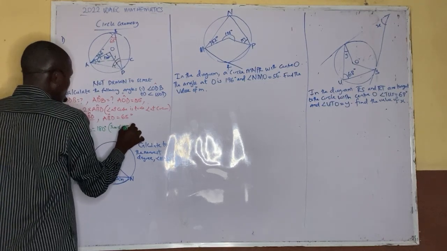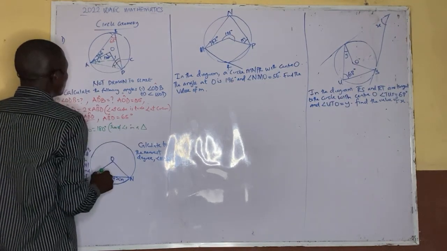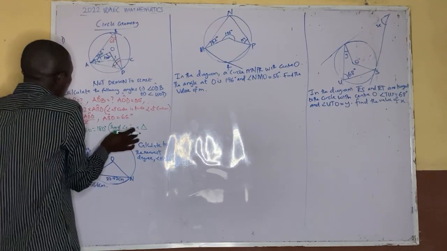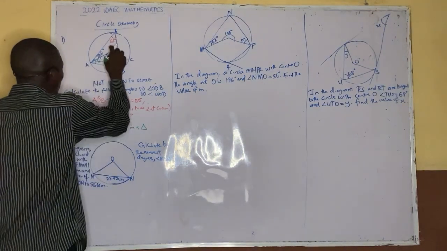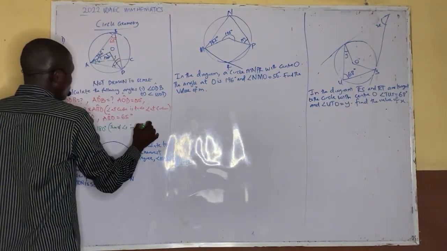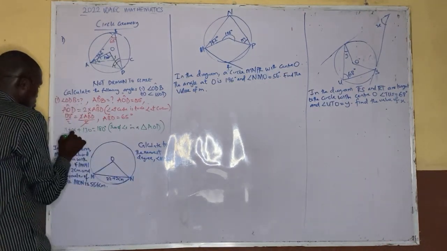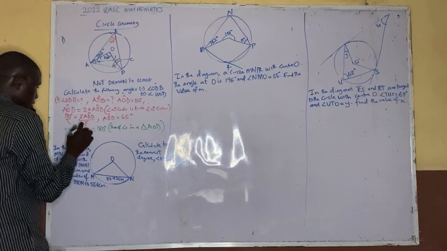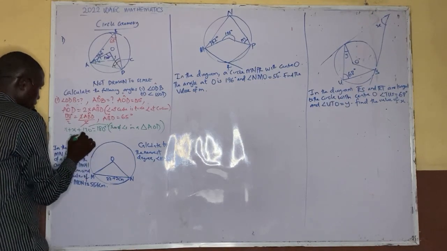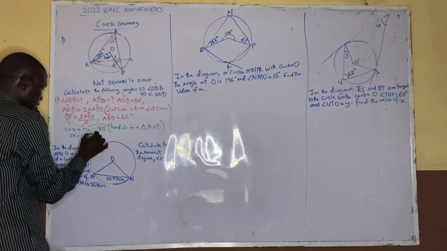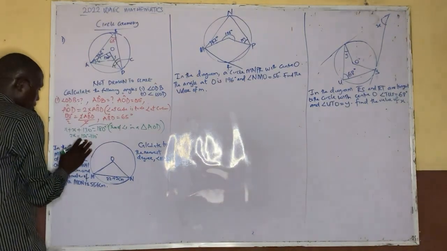Sum of angles in a triangle. What? AOD. A triangle AOD. Meaning that what? We now have 2x is equal to, when you take that 130 to the other side, 180 degrees minus 130 degrees. So we have what?